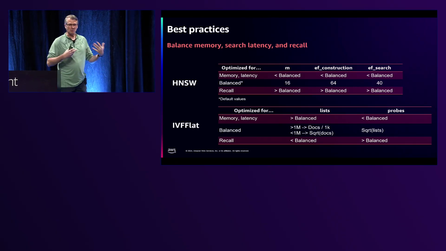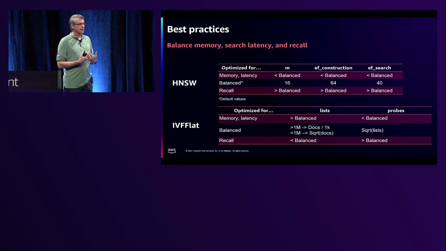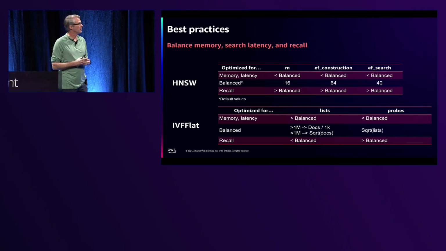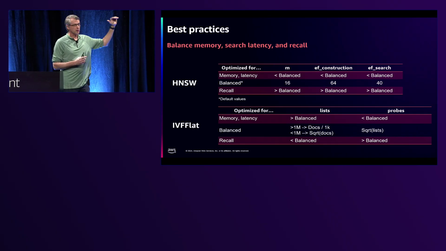So I'm going to try to make this simpler. But ultimately, it comes down to what is your goal? Do you need searches that are optimized for the lowest latency, lowest resource usage? Do you need searches that are optimized for the absolute best possible recall? I need this to be as close to 100% as possible. Or you just need a balanced mix of these two.